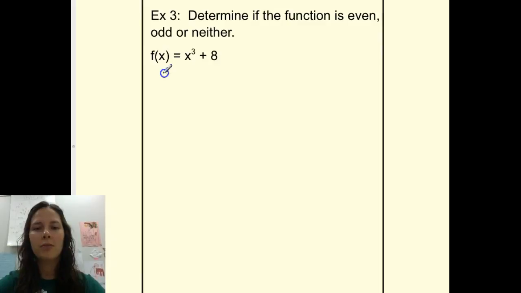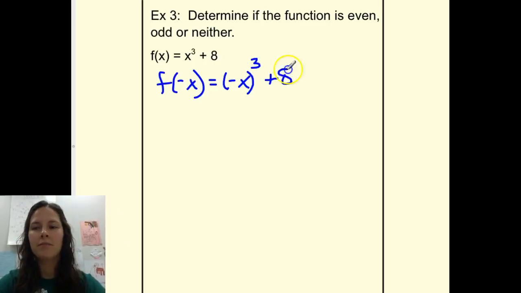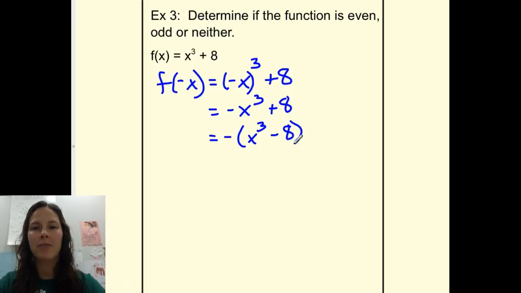Checking this function for symmetry, if we replace x with -x, everywhere there's an x on both sides of the equal sign using those parentheses again. This time, when we cube a negative, it stays negative. This one appears like it might be odd because that x value is opposite. However, if we factor a negative out of the entire equation, we would get a -8. That x cubed minus 8 is not the same function that we started with, so this is neither odd nor even.